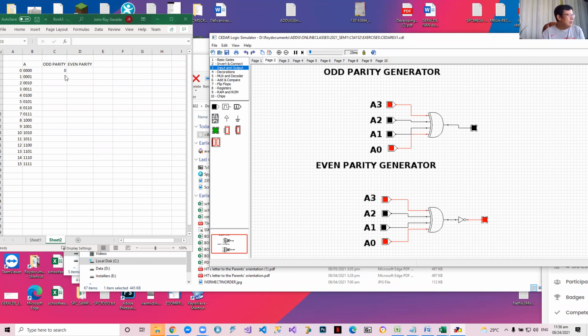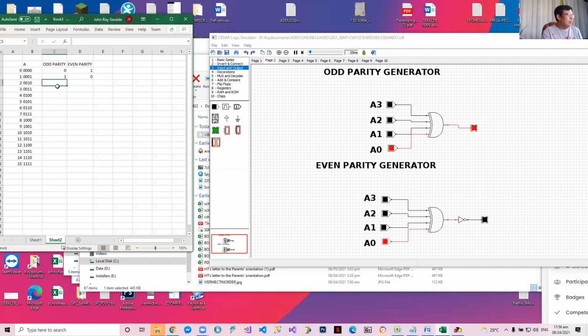Okay? Let's try a 0, 0 first. For this one, the odd parity is 0, the even parity is 1. Why is that? Because the number 0 is considered to be even. Okay. Any questions so far? So 0, 0, 1. The odd parity is 1 here. The even parity is 0, which means that the number of ones is odd. Since the number of ones is odd, the even parity is 0.